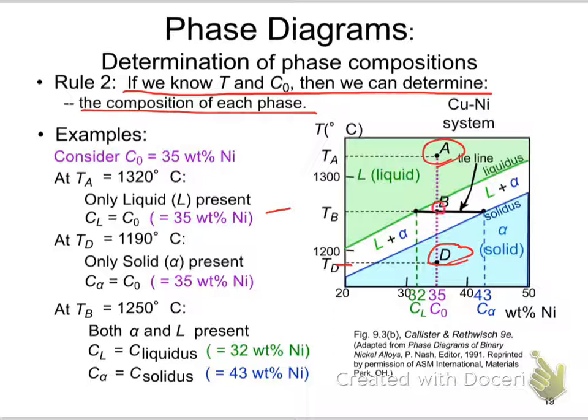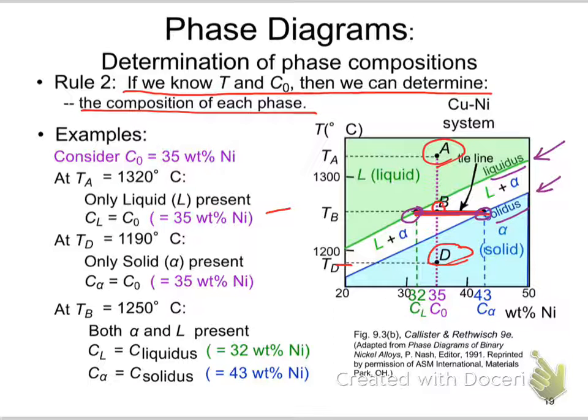Point B. Now, because both alpha solid phase and the liquid phase are present, we have to determine, based on this tie line, what the percentage is of each of these different materials, phases. This is called the tie line, and we follow the tie line over. I'm going to switch to purple. We follow the tie line horizontally until it intersects with both the liquidus line, that's what we call it, and the solidus line.